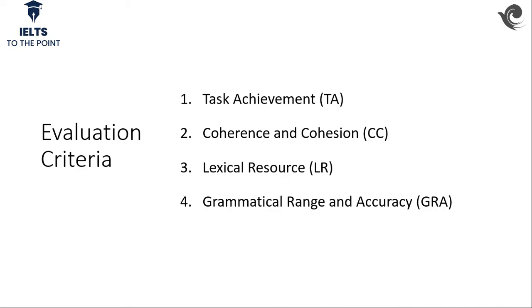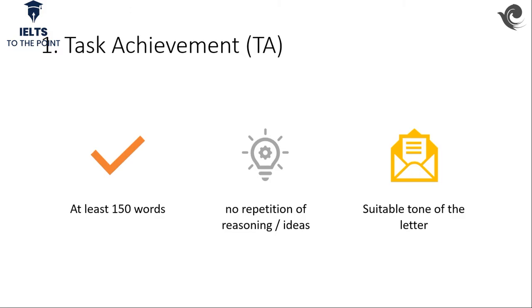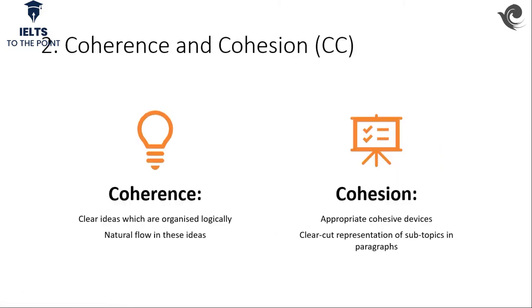So let's begin with the evaluation criteria. There are 4 evaluation criteria: task achievement, coherence and cohesion, lexical resource, and grammatical range and accuracy. Task achievement is about whether you have at least 150 words or not. There should not be any repetition of reasoning or ideas, and you should have the suitable tone of the letter. As far as coherence and cohesion is concerned, you need to have clear ideas which are organized logically, and there should be a natural flow in these ideas.